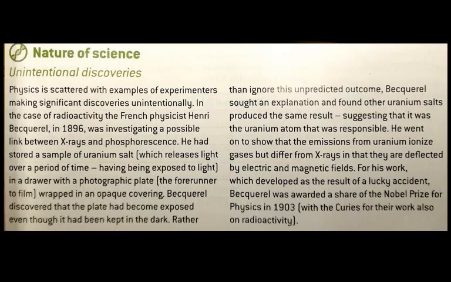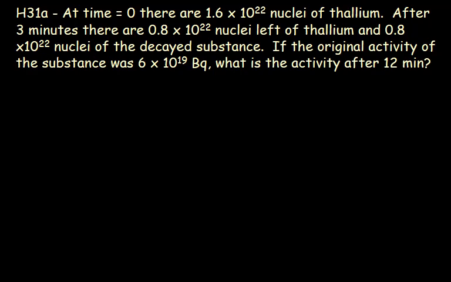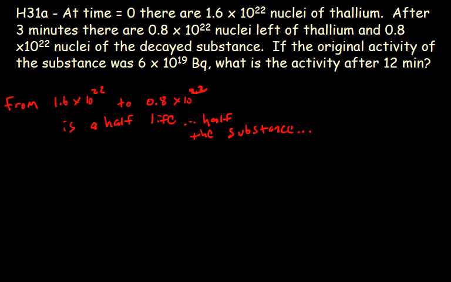Okay, so this is H18a. At time equals 0, there are 1.6 times 10 to the 22nd nuclei of thallium. After 3 minutes, there are 0.8 times 10 to the 22nd nuclei left of thallium and 0.8 times 10 to the 22nd nuclei of the decayed substance. If the original activity of the substance was 6 times 10 to the 19th becquerels, what is the activity after 12 minutes? With this one, we can work through that same logic. So let's go ahead and do that.